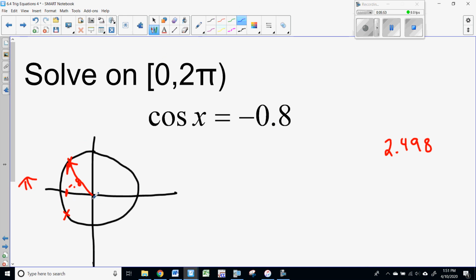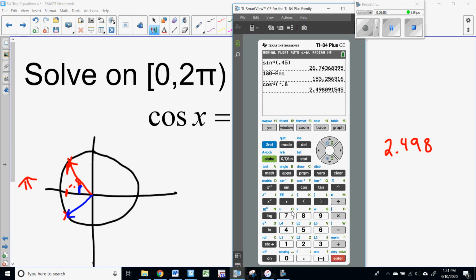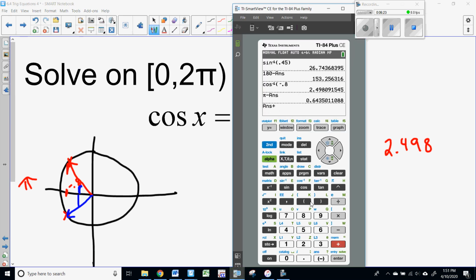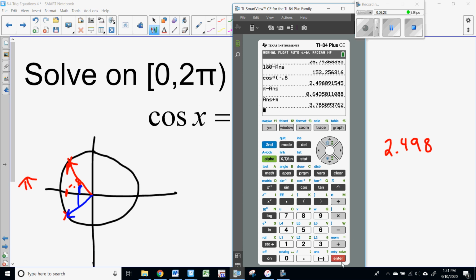Now, to find my second angle down here, I need to figure out what this angle is here. Remember, we're in radians, so I'm going to take pi minus my answer. And that's going to tell me this angle right here is 0.644. And I now need to go that distance past pi. So I come back here and I add pi to that answer, and I get 3.785.